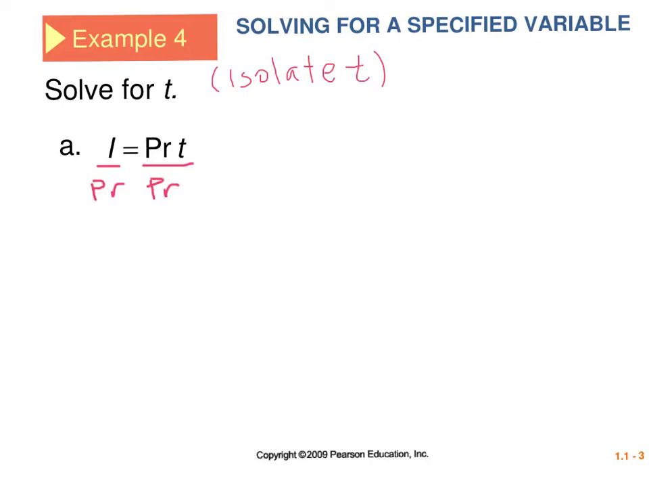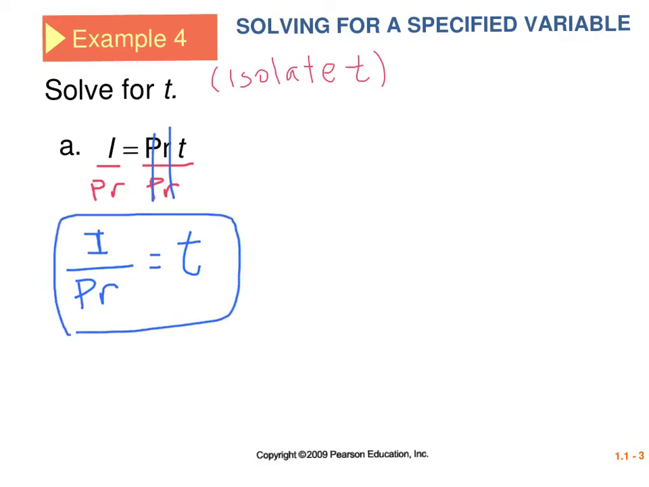Once I divide by PR, on the left-hand side I should be left with just I, which I write as a capital so it doesn't look like a 1, divided by P times R, equal to T. P divided by P is 1 and R divided by R is 1, so we're just left with T. Since T is isolated, this is the solution to this example.